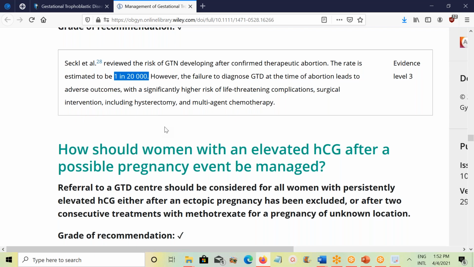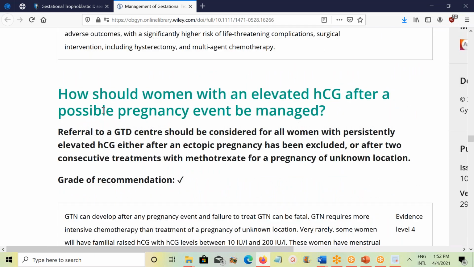So then another question, now we are answering different questions. How should women with an elevated hCG after a possible pregnancy event be managed? We have to refer to the Gestational Trophoblastic Disease Centre. We have to consider this for all women with persistently elevated hCG, either after an ectopic pregnancy has been excluded or after 2 consecutive treatments with methotrexate for pregnancy of unknown location.